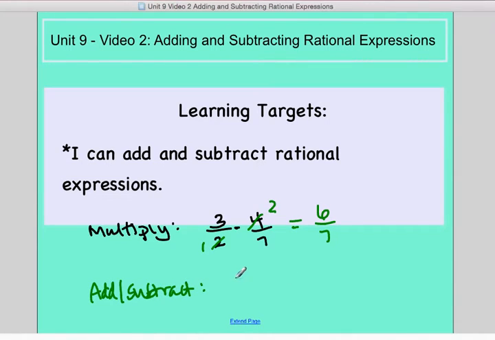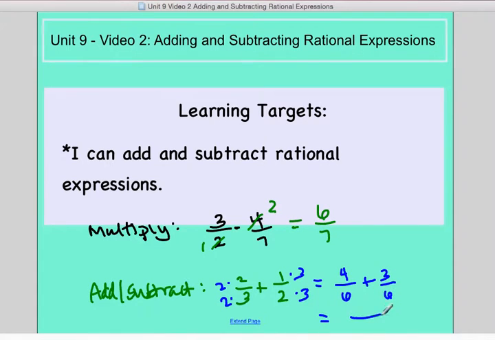If I have 2 over 3 plus 1 over 2, in order to be able to add or subtract, remember, you need to get that common denominator. Between 3 and 2, my common denominator would be 6. So I'd multiply the top and the bottom by 2 on this one, and this one by 3, to get the denominators to be 6. So this would give me 4 over 6 plus 3 over 6. And now that my denominators are the same, I can add my numerators. So I would have 7 over 6. Just some things to remember when we add or subtract versus multiplying and dividing.